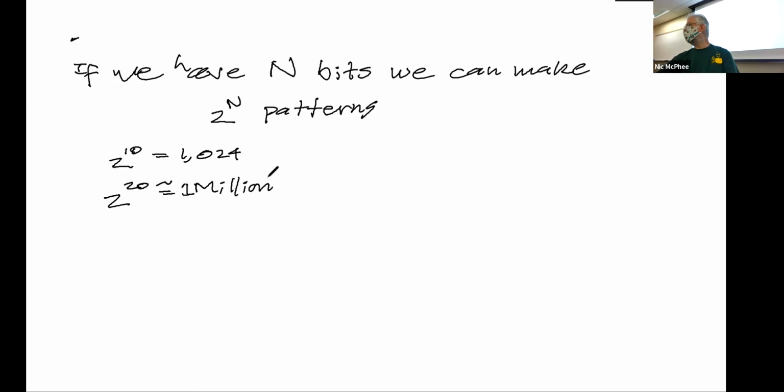Patterns, okay? So we could make 1 million different patterns with 20 bits, a little more than that. And 2 to the 30 is approximately 1 billion. So with 30 bits, we can make something over 1 billion patterns, which is a lot, okay? So we can make a lot of different patterns with not that many bits.